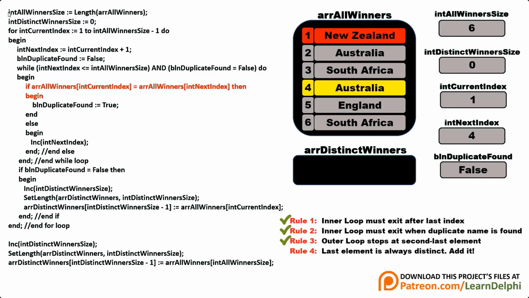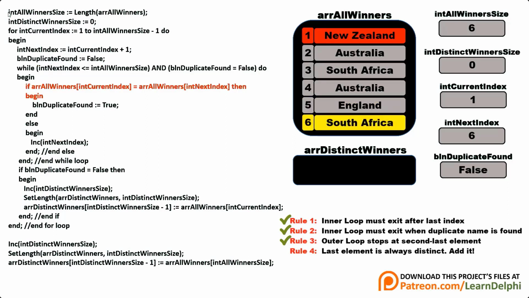The if statement now compares index 1 with index 4. New Zealand and Australia do not match, so the else branch increments the next index to 5 and the boolean stays false. We haven't met the condition to exit the while loop yet, so the compiler jumps back to the top of the while loop. The if statement now compares index 1 with index 5. New Zealand and England do not match, so the else branch increments the next index to 6 and the boolean stays false. We still didn't meet the conditions to exit the while loop. The compiler jumps back to the top of the while loop.